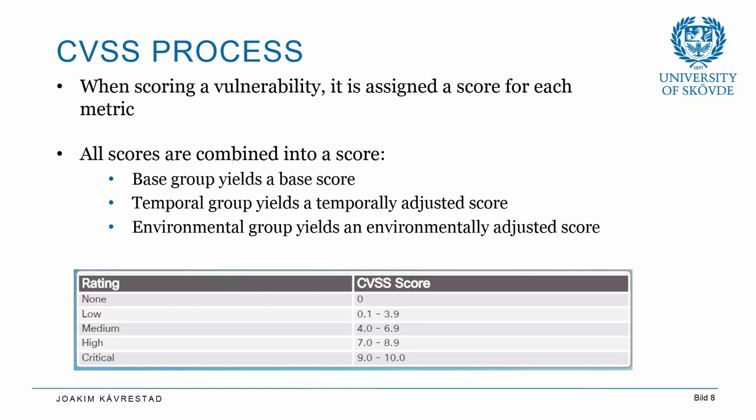So combined, you can either see the vulnerability score as a baseline, you can see it as a score that is adjusted for how it is in a certain time, and you can also have a score that is adjusted for a certain environment. And essentially, the final rating will be something between 0 and 10, which can be converted into a rating from none to low to medium to high to critical, as in the table in this slide. And the idea is that basically everything with a rating of medium or higher needs to be taken care of in one way or another.